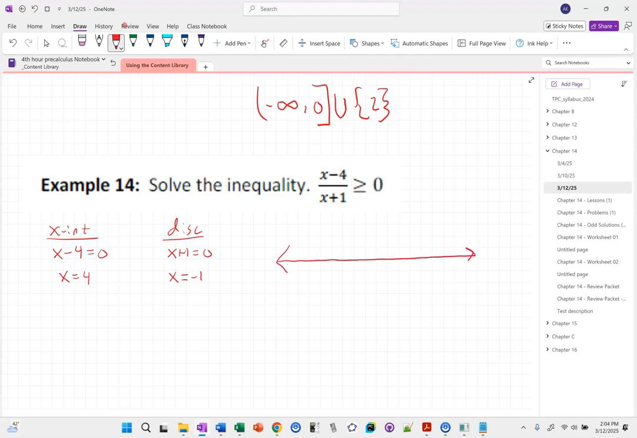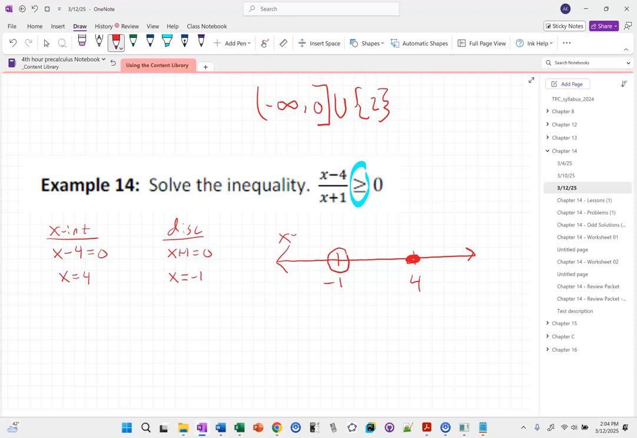Draw my number line. So the -1, that's a discontinuity. That always gets an open circle. The x equals 4 is a zero. That's going to match up with the type of inequality I have, which is an or equal to. So that gets a closed circle. Everybody good with the decisions we've made so far?